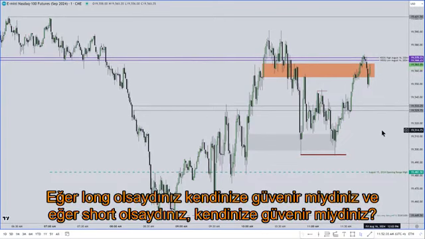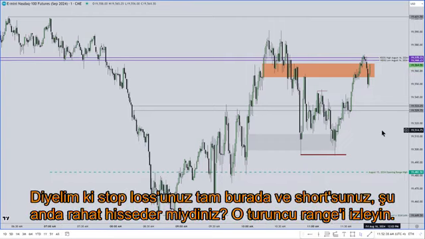Okay, would you feel confident if you were long? And if you were short, would you feel confident? Let's say your stop loss is right here and you're short. Would you feel comfortable right now?